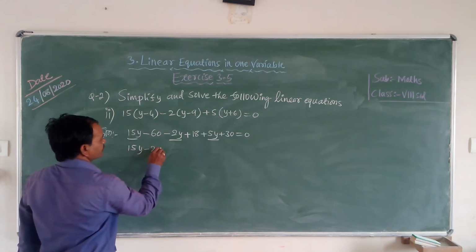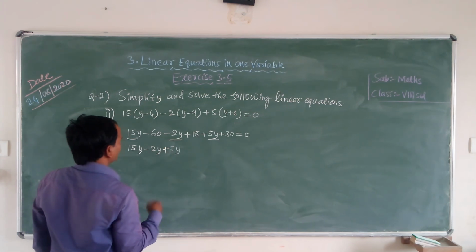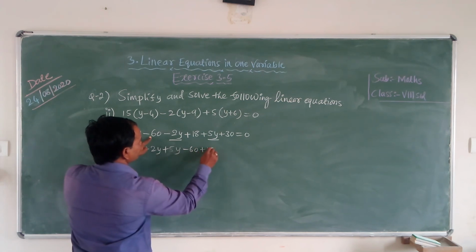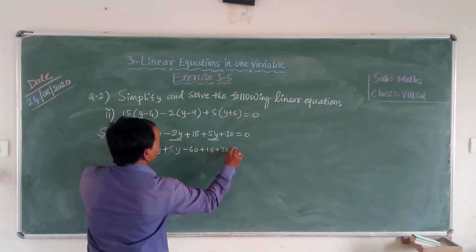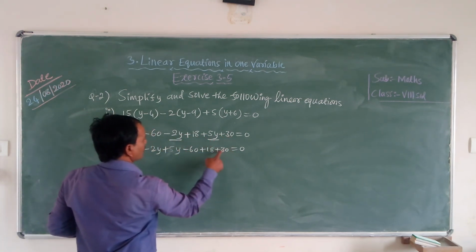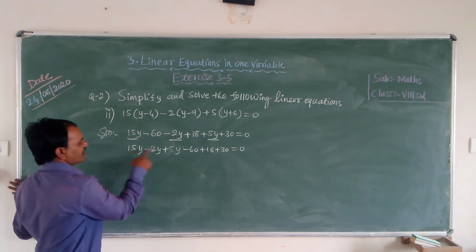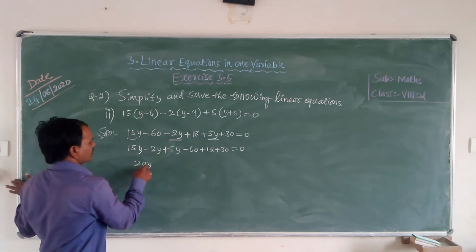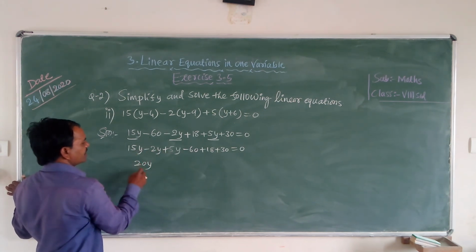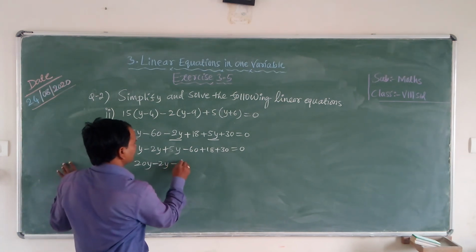Minus 2y plus 5y. First we have variables on one side, numbers on one side. Minus 16 plus 18 plus 30 is equal to 0. How many terms are there? 1, 2, 3, 4, 5, 6. Now you have to add 15y plus 5y, 20y, minus 2y. Next, here minus 60 as it is, right?